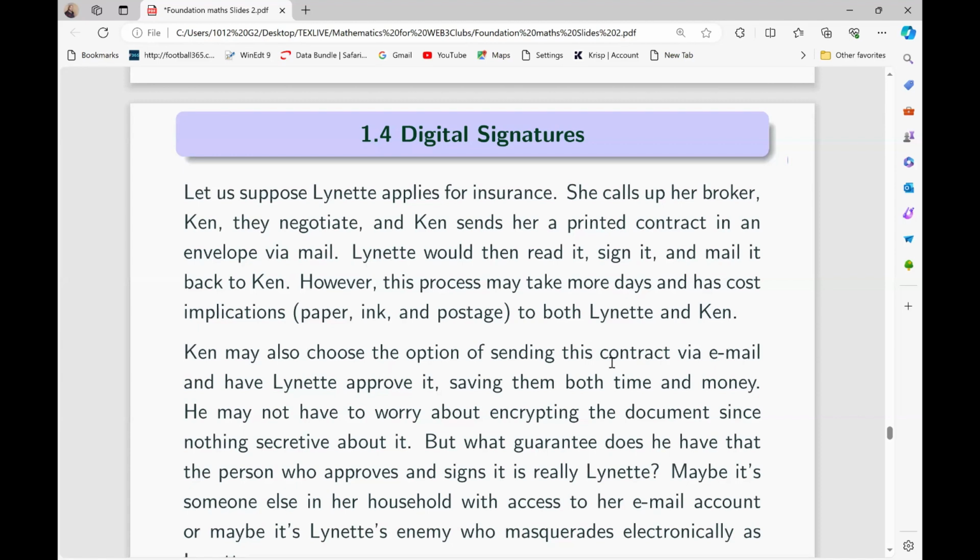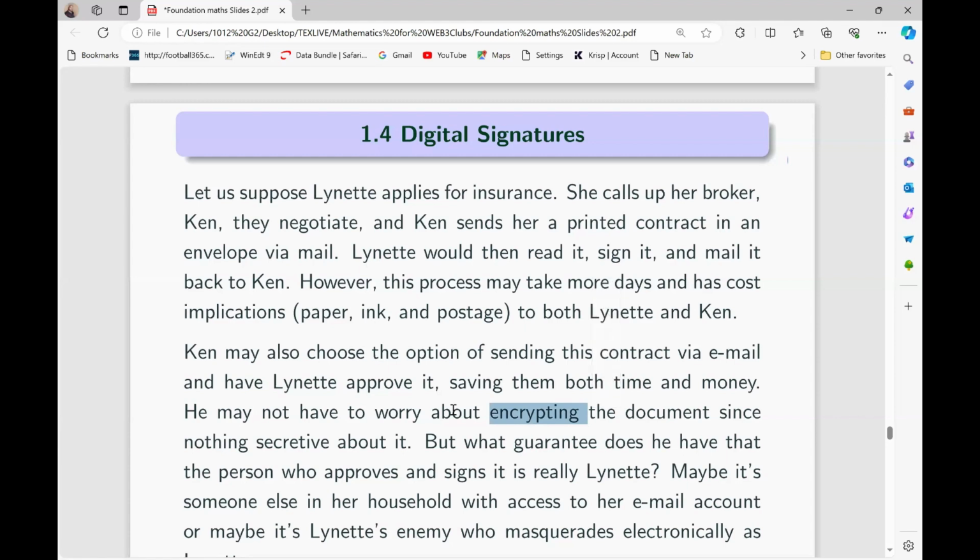The option is to send the contract via email. And when it reaches Lynette, she signs and then approves it. That will save time and money. But there's only one problem. You see, this broker did not encrypt the message.